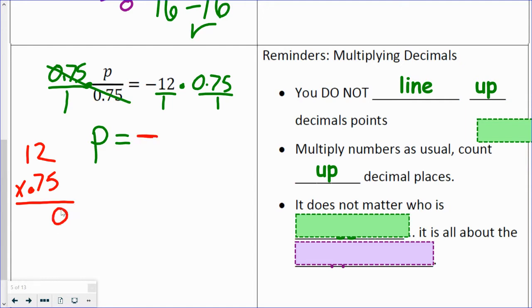5 times 2 makes 10. 5 times 1 plus 1 is 6. So remember, you need to put another 0 before you multiply your next number. 7 times 2 is 14, with another 1. And then an 8. Then we add these up.